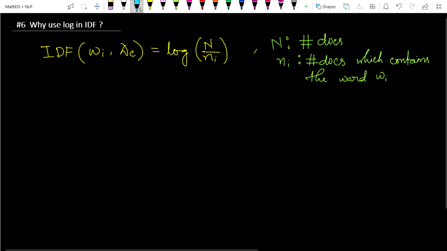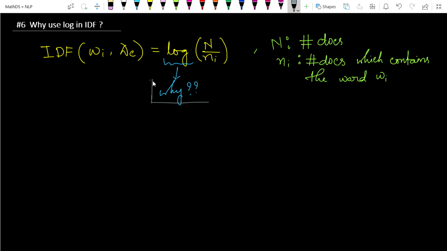Now the question that has occurred is why this log has come into the picture. Before understanding this, I am not going to explain through a mathematical point of view. I am giving the geometrical intuition of it. We will try to understand why we use this log formula in IDF from a geometrical point of view.